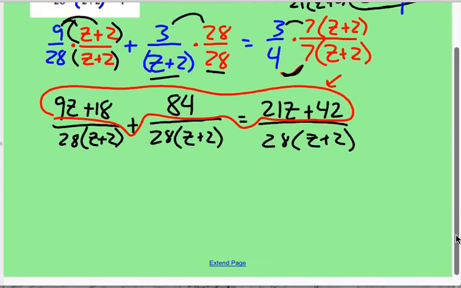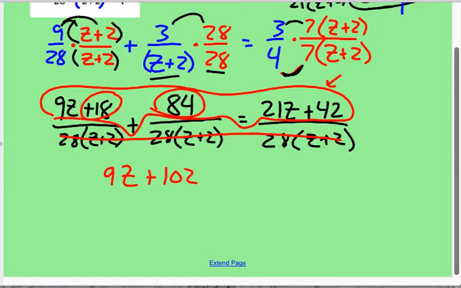So that's the main thing. And we can go ahead and cancel out our denominators and solve. What do we got? First of all, 18 plus the 84, that's going to give me 9z plus 102 equals 21z plus 42. Okay. So getting all my z's on one side, I'm going to subtract 9z.